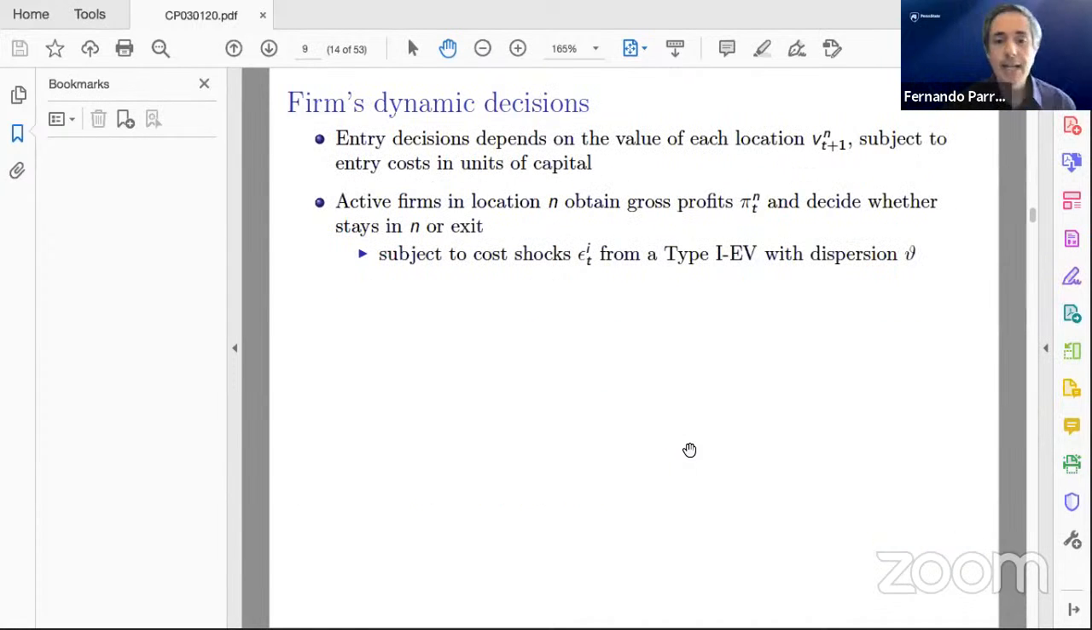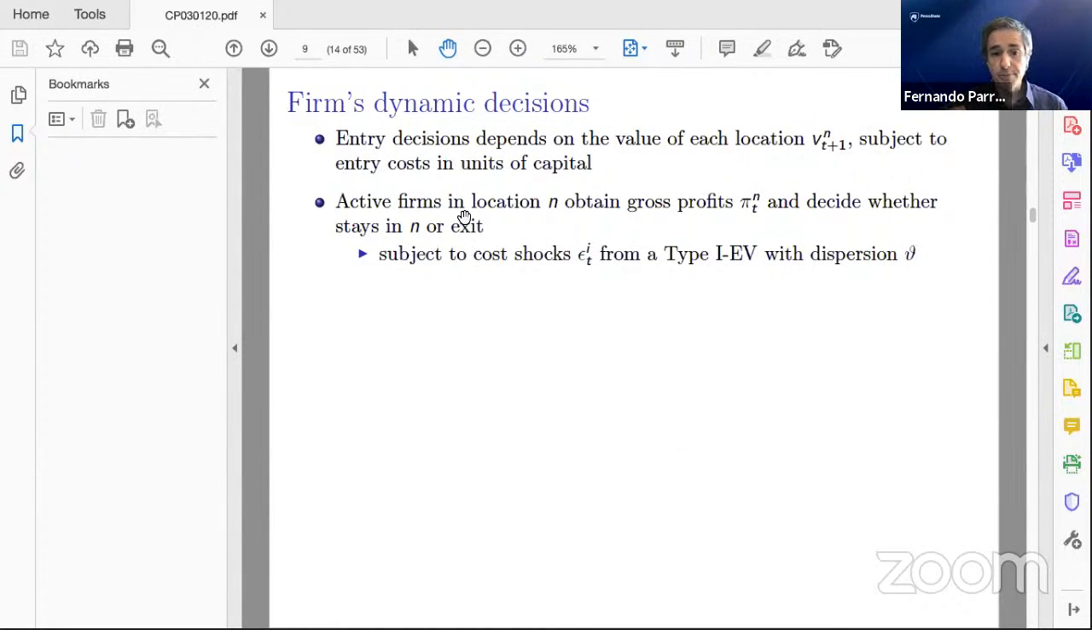Turning to the firm's dynamic decisions, entry decisions are going to depend on the value of each location. That is going to be determined by expected future profits, but it's also going to be subject to entry cost. And crucially, in the paper, we model entry cost in units of capital. So what we want to capture here is that, everything else constant, it could be attractive for firms to locate production in places like Detroit that has a lot of capital structure, very low rental rates of capital, and produce there and sell from there to the rest of the economy.